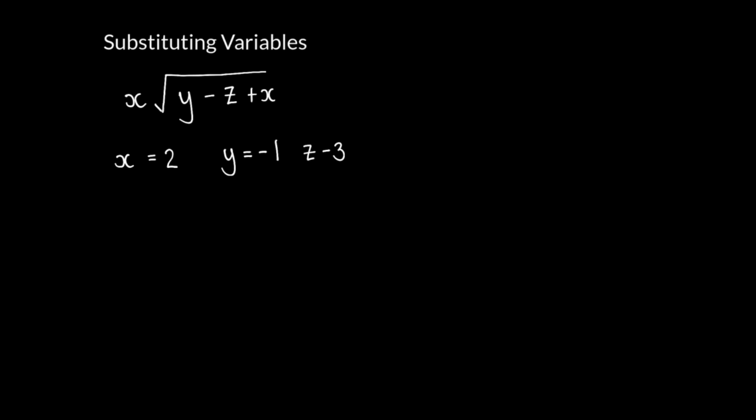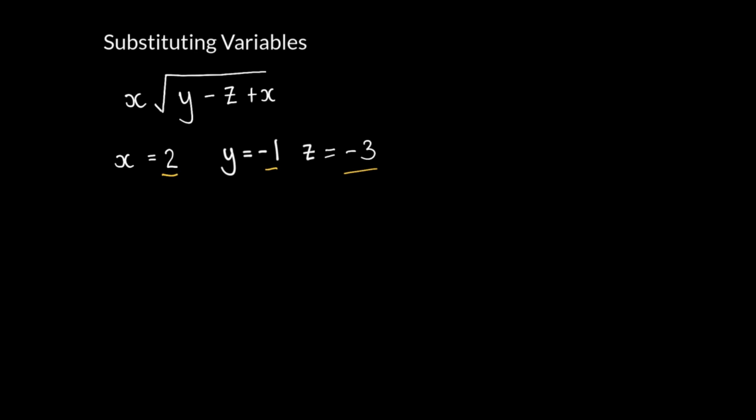So that means wherever we see x, we're going to put 2, and wherever we see y, we're going to put -1, and wherever we see z, we're going to put -3. I think I'm missing an equal sign. Let me just add that in here, z is equal to -3. And anywhere we see z, we're going to put -3 in there.